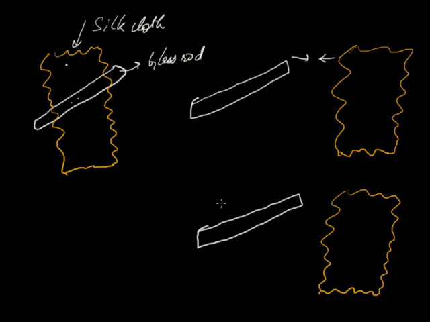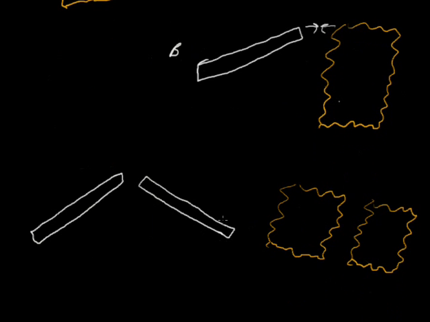Similarly, we make one more set of glass rod and silk cloth. We rub them with each other and we find that this glass rod and this silk cloth again attract each other. But if we say this is rod A and this is rod B, when we take them closer, we see a different phenomenon. They repel each other, meaning they go far away from each other, and these two silk cloths also repel each other.